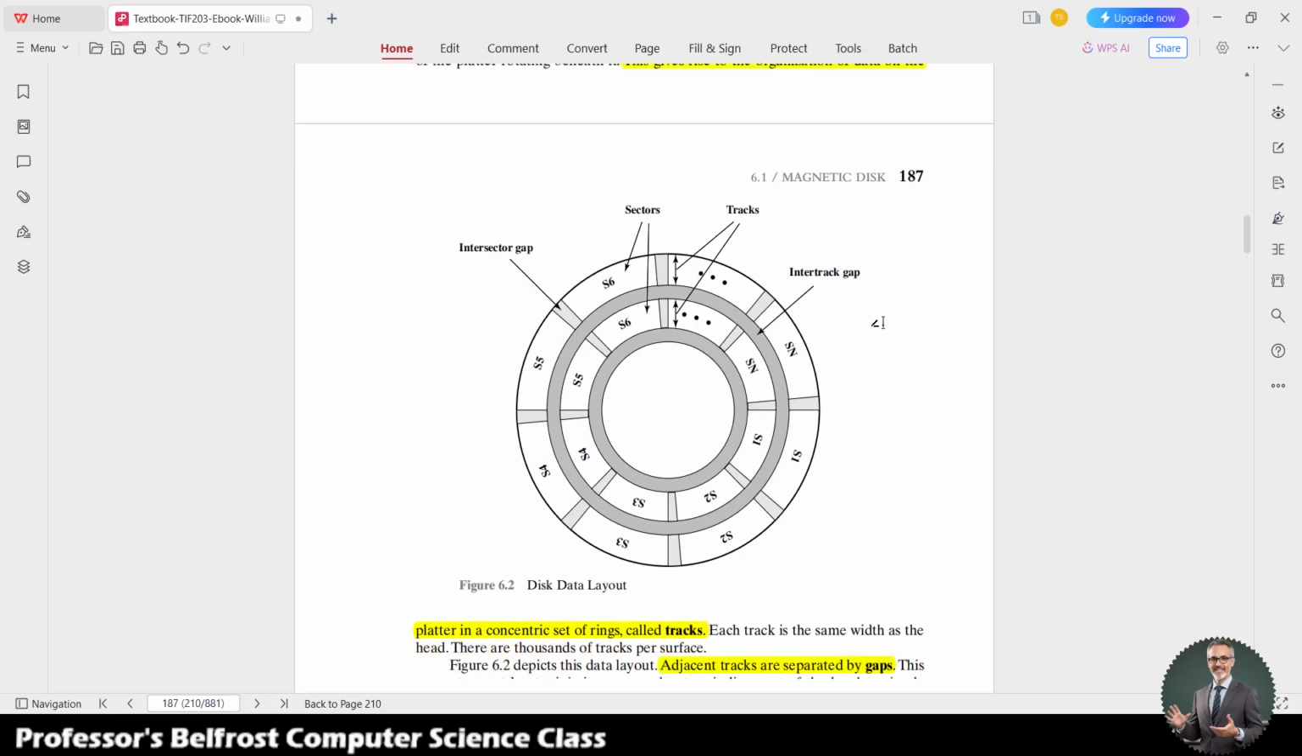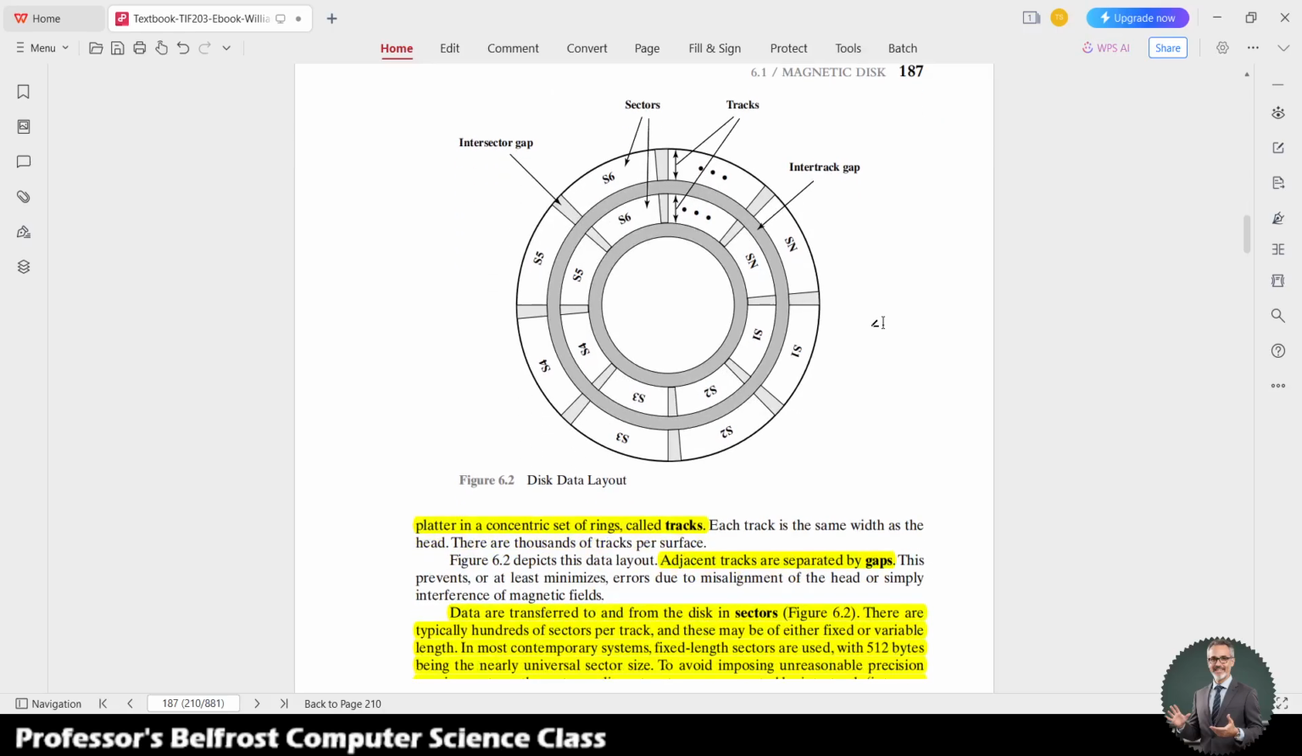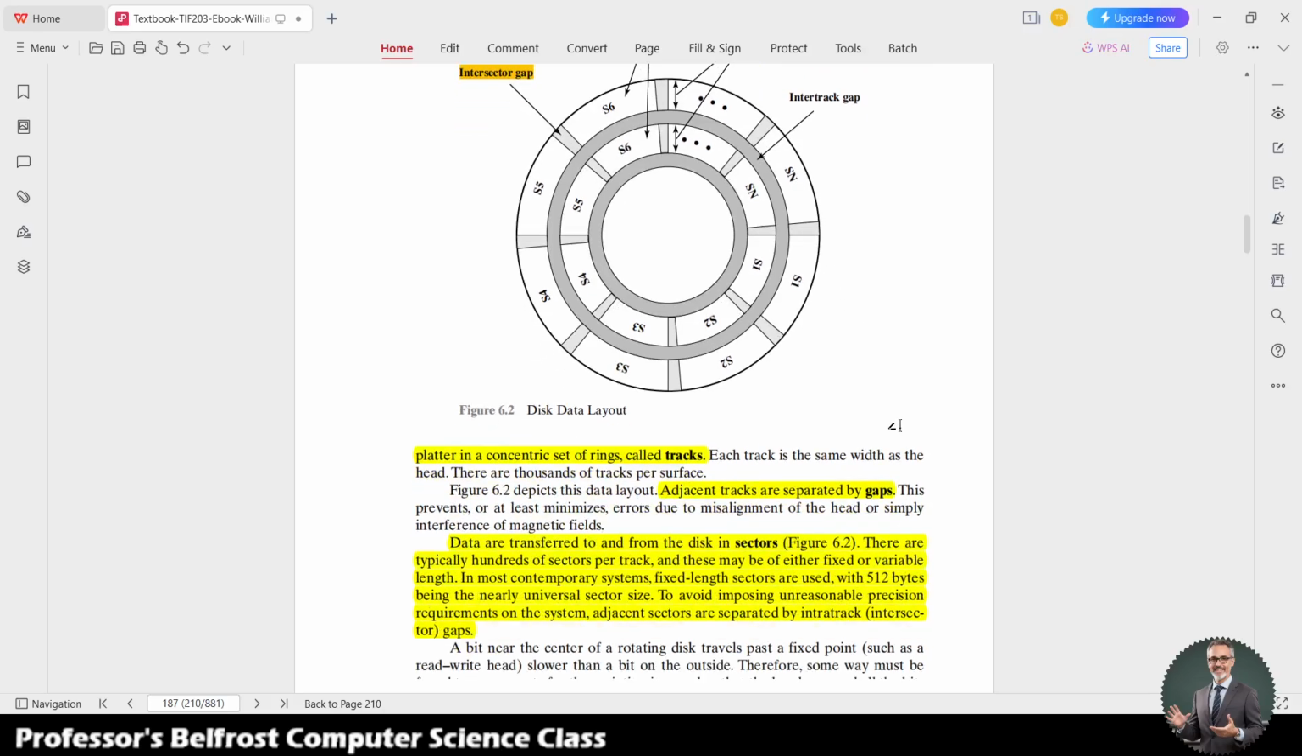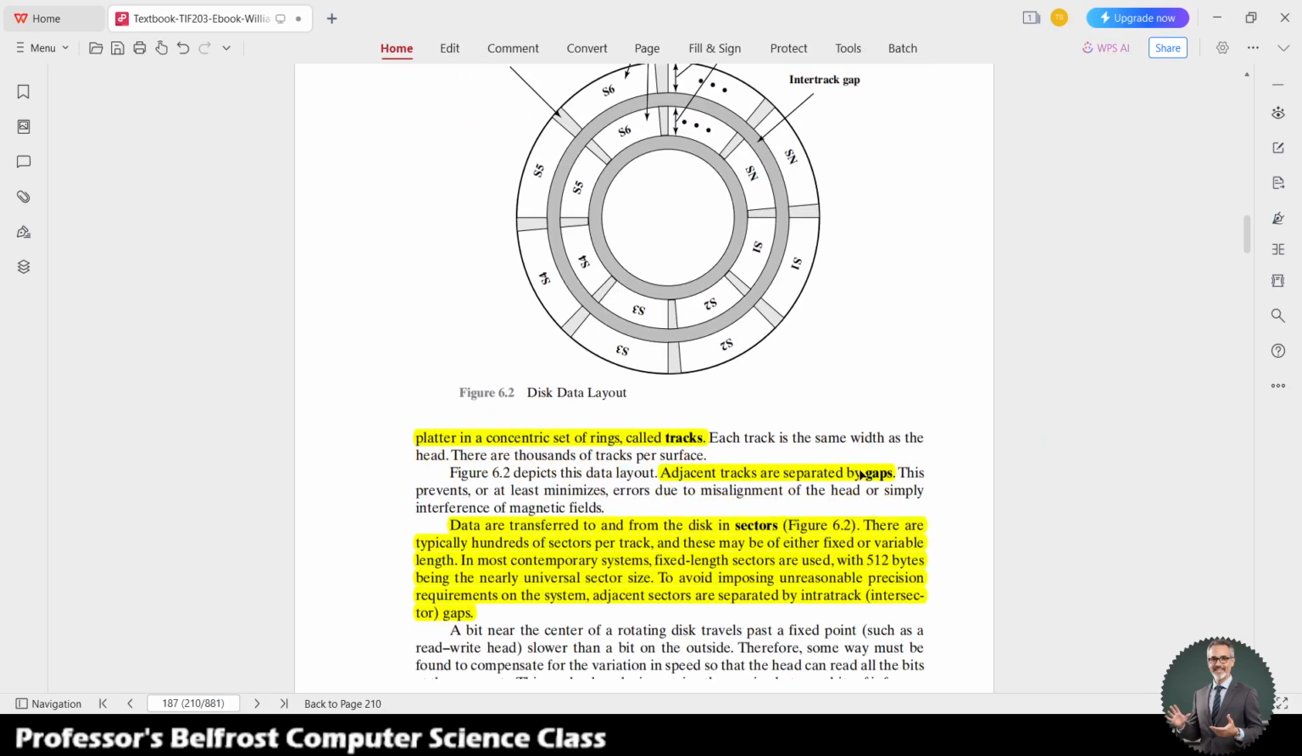This gives rise to the organization of data on a platter in concentric rings called tracks. So we have track, sector, and also gap. Each track is of the same width, and there are thousands of tracks per surface. Adjacent tracks are separated by gaps.